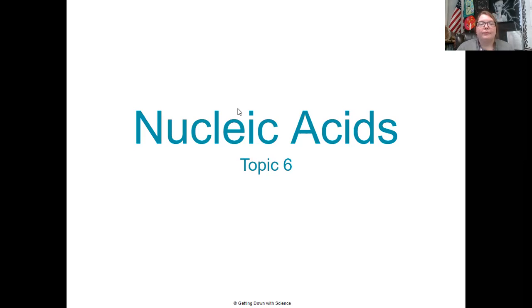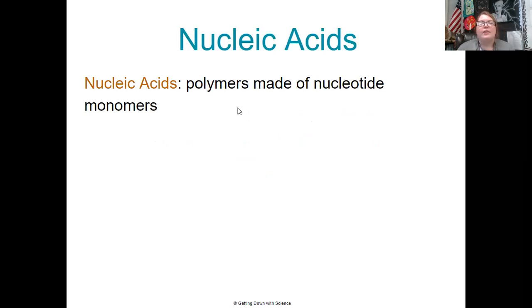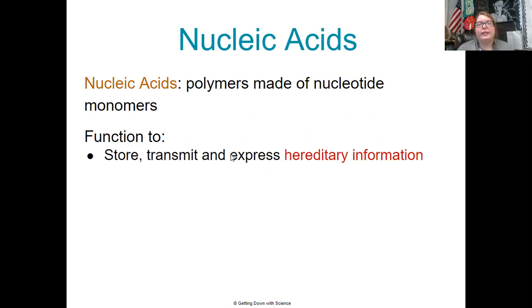Okay, so nucleic acids. These are polymers made of nucleotides. So the monomer is a nucleotide. What they do is they store, transmit, and express hereditary information. So what this means is the instructions or the recipes to make every protein in your body come from your nucleic acids. So these are your genes. Okay, we've heard that term before.